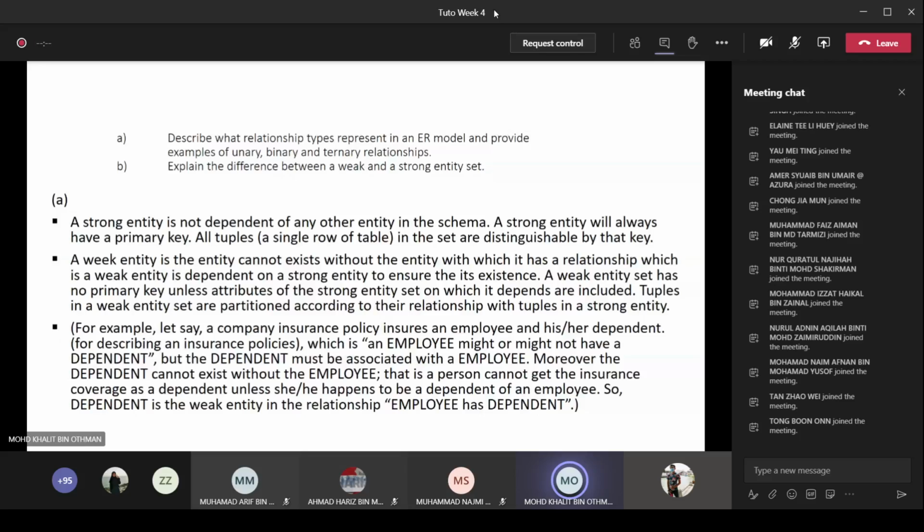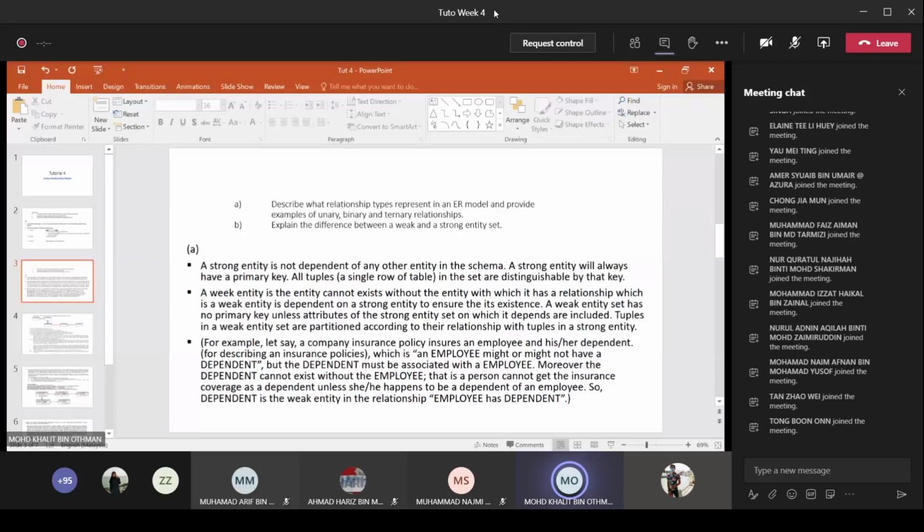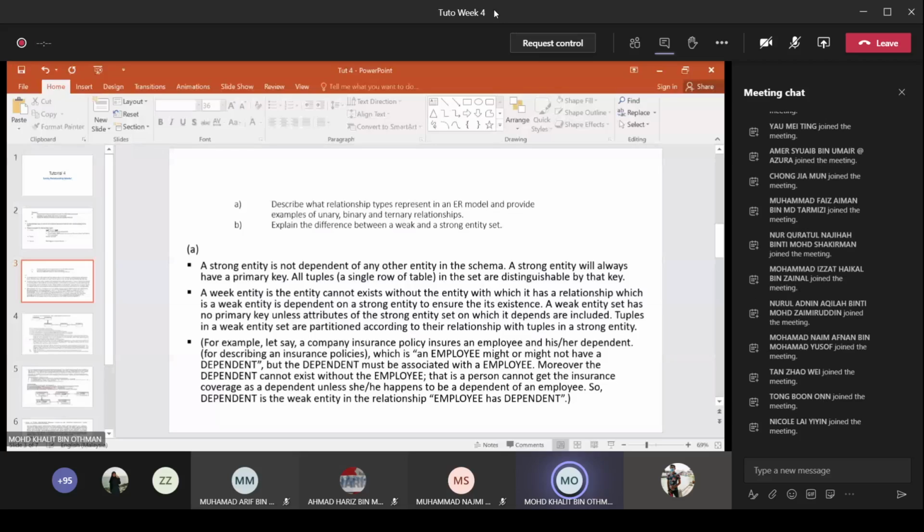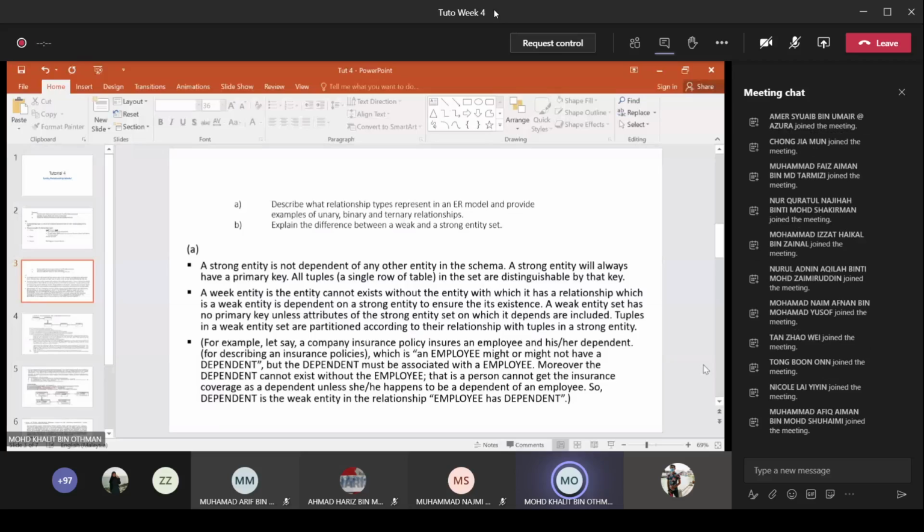And then here we can give an example of a weak entity. Let's say, for example, a company insurance policy issued to an employee and his or her dependent. For describing an insurance policy, an employee might or might not have a dependent, but the dependent must be associated with an employee. Moreover, the dependent cannot exist without the employee.